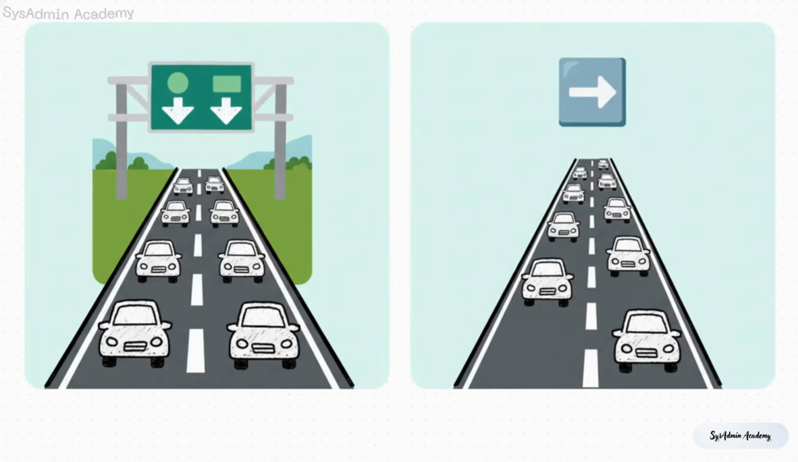Let's use a highway analogy. First, you've got parallel transmission. Think of this as an 8-lane superhighway, where 8 cars, or bits, can all drive side by side, all at the same time. Then you have serial transmission. This is more like a single-lane country road. All the cars have to get in line and follow each other, one after the other.